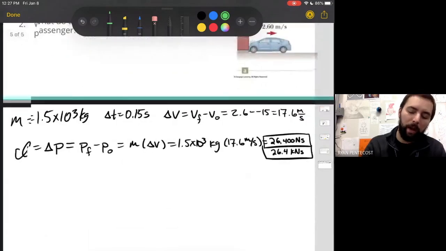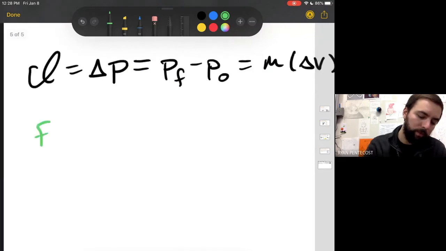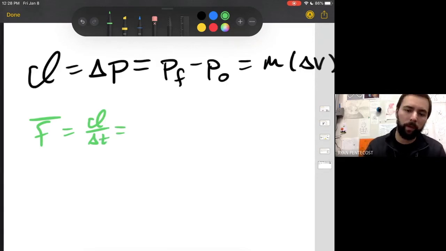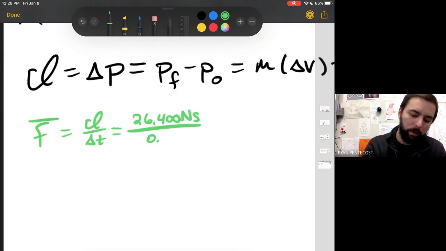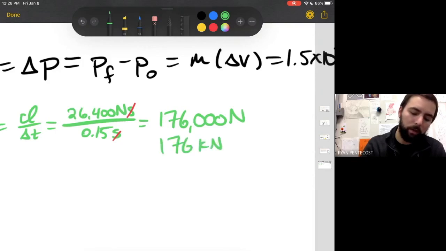Next, it asks for average impulsive force. If we want the average impulsive force, we take that impulse and divide it by delta T to see what is the average force this person is feeling while they are in this collision. So we take 26,400 Newton seconds divided by 0.15 seconds. That'll get rid of those seconds to give us newtons. If you put that in your calculator, you should get about 176,000 newtons, or 176 kilonewtons.